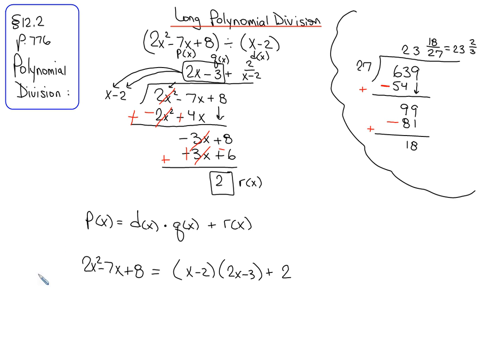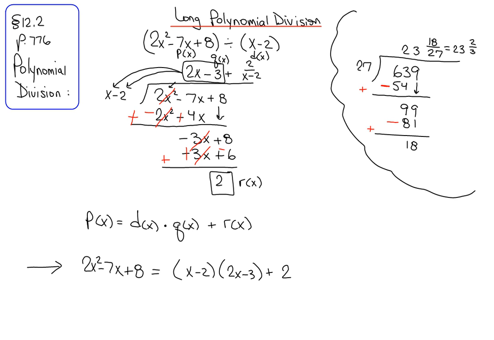So a lot of times, this is what they're going to want from you guys. They're going to want the p of x equals d of x times q of x plus r of x. So you have to read the directions and see what they want. Now, this form is very important to what we're going to do tomorrow when we start talking about the remainder theorem, the factor and remainder theorems. Okay. Any questions about this process?